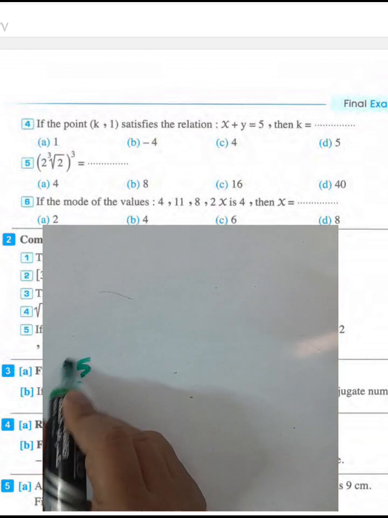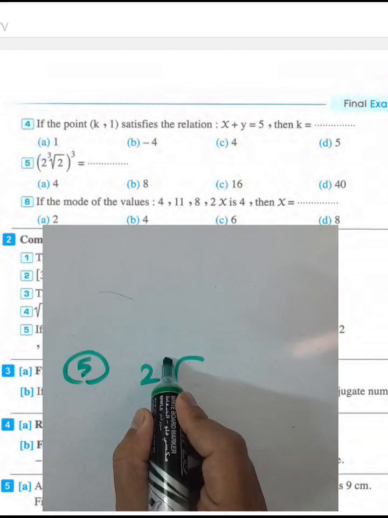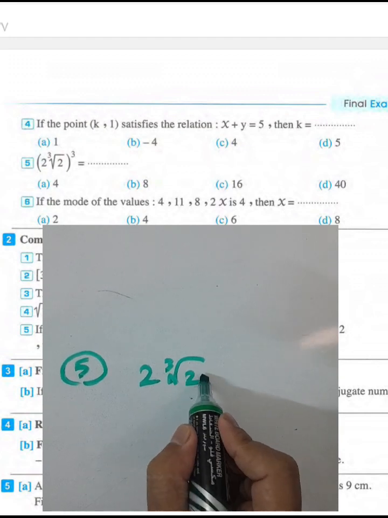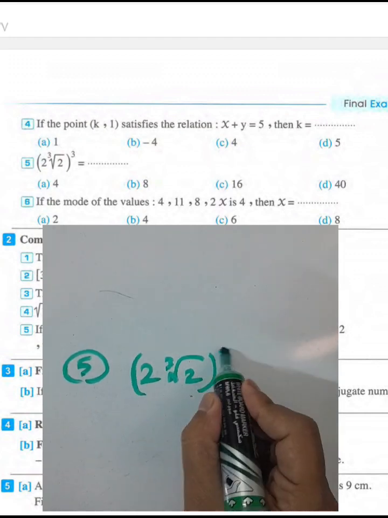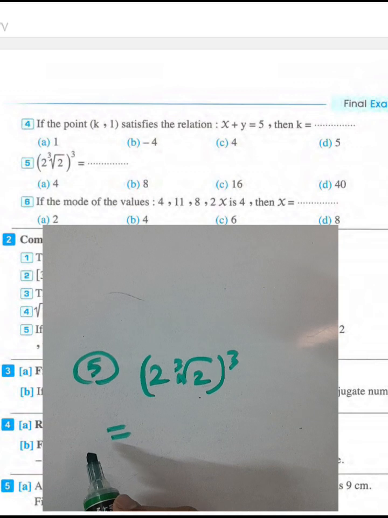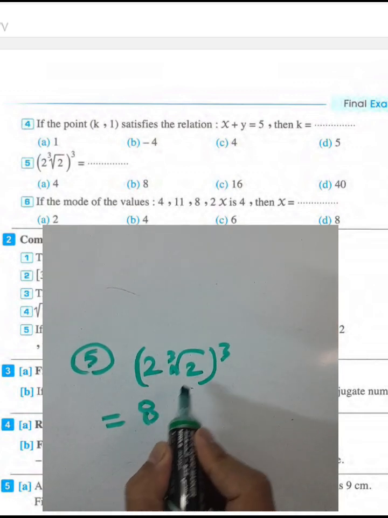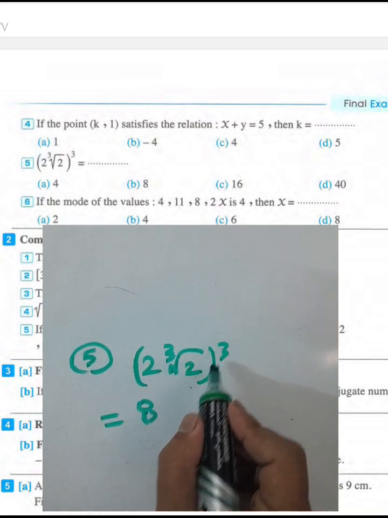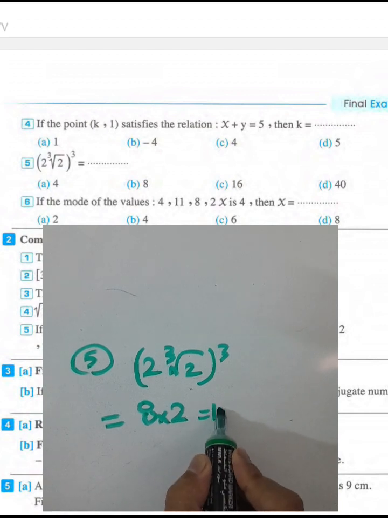Question number 5: 2 multiplied by cubic root of 2, all power 3. We can use the distributive property. 2 power 3 will be 8, and the cubic root of 2 all power 3 will be 2. 2 times 8 will be 16.